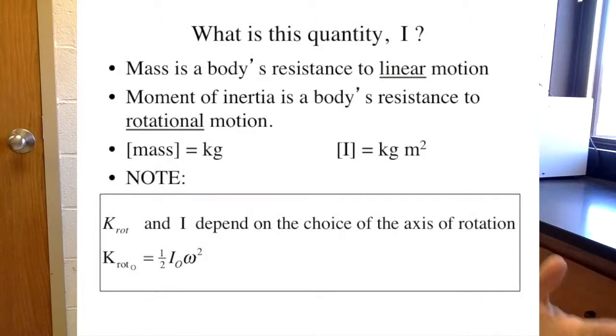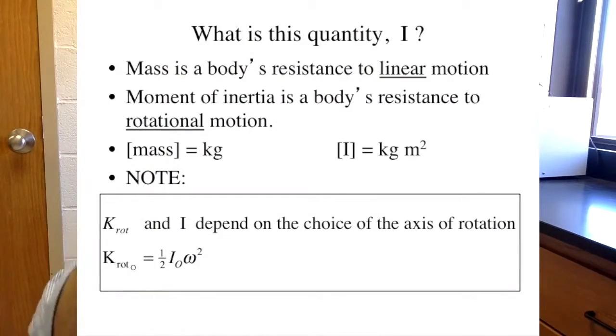If we're translating between linear and rotational: in linear dynamics, we have mass. In rotational dynamics, we have moment of inertia. The thing about moment of inertia is that it depends on the axis about which we're rotating. So the subscript next to I, you always see I and then some subscript, same thing for K, is telling you the axis of rotation for that particular moment of inertia or kinetic energy.